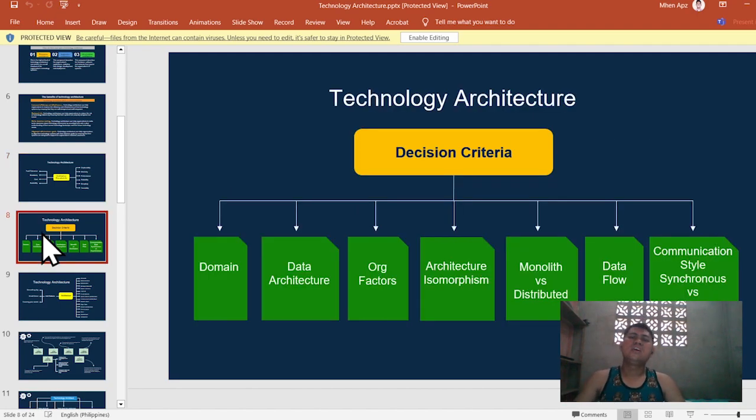Technology architecture also has decision criteria. We have the domain, the data architecture, the organization factor, and the architecture isomorphism. We have monolith versus distributed. For distributed, we have the data flow. We also have the communication style, synchronous versus asynchronous.